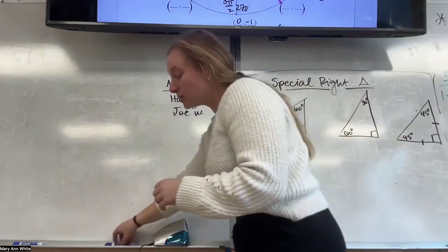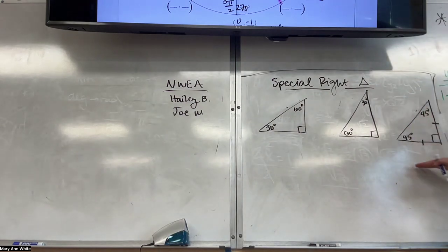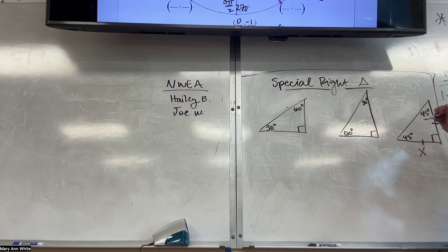What we did first yesterday was we reminded ourselves that with a 45-degree special right triangle, 45, 45, 90, we knew that these two legs were congruent, correct? And if you remember back in geometry, when I taught you special right triangles, we labeled these sides x, x, and then do you remember what the hypotenuse was? x root 2. So if the legs were 1, then the hypotenuse was 1 root 2. If the legs were 3, then the hypotenuse was 3 root 2. Now, if I gave you the hypotenuse, we'd have to divide by root 2 to get the legs.